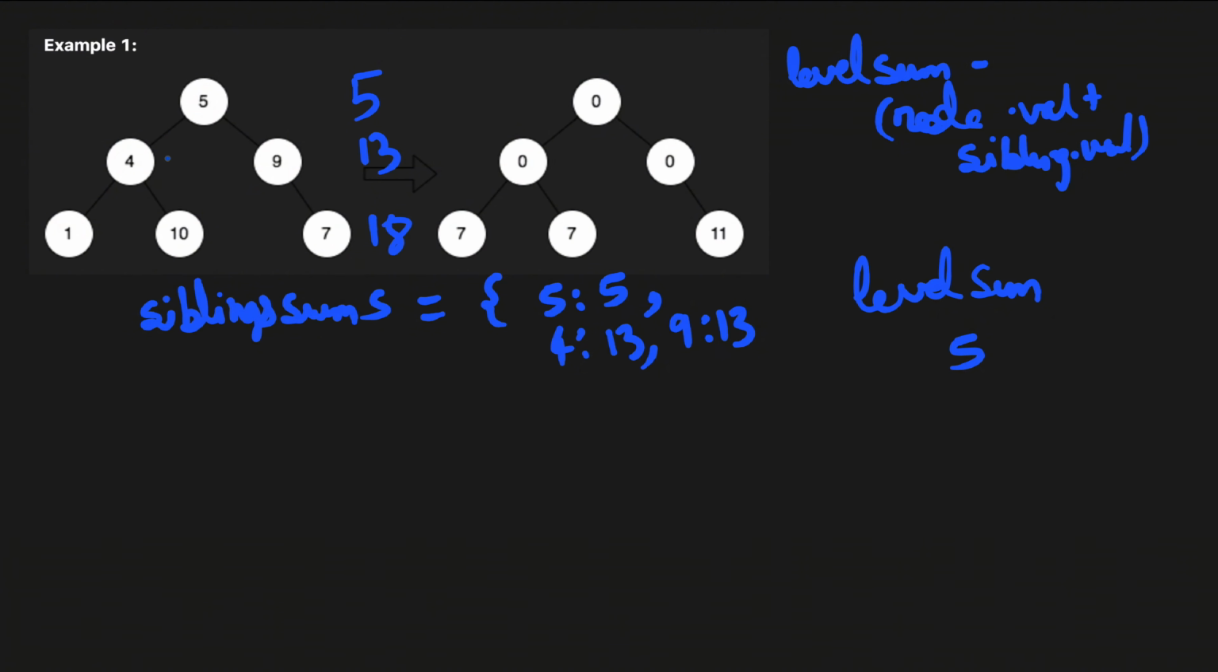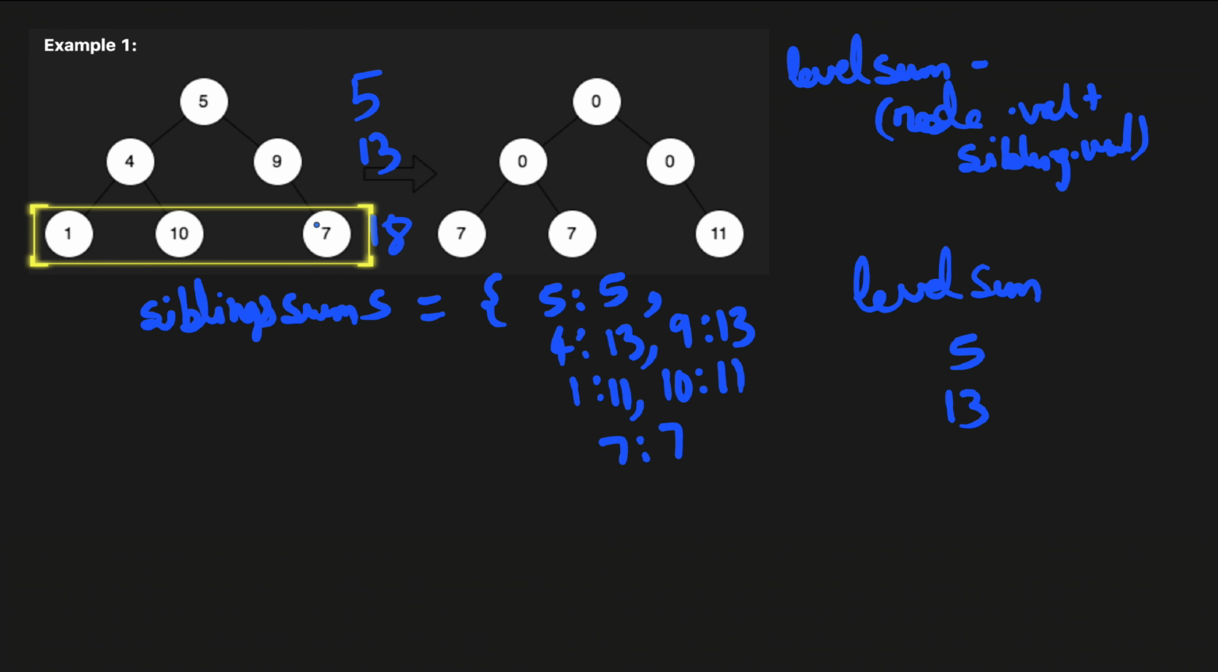Now we go to the next level. In the second level, the level sum is 13. So we store it in the level sum list. And node 4 has two children, 1 and 10. Their sum is 11. So we will store this sibling sum for nodes 1 and 10. Similarly, node 9 has one child, 7. So its sibling sum will be 7. And we will be storing the corresponding sibling sum in the map. And now we are done with this level.